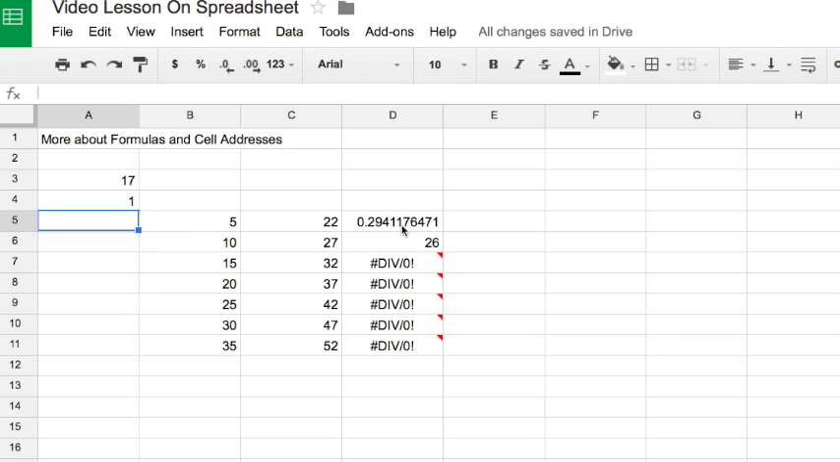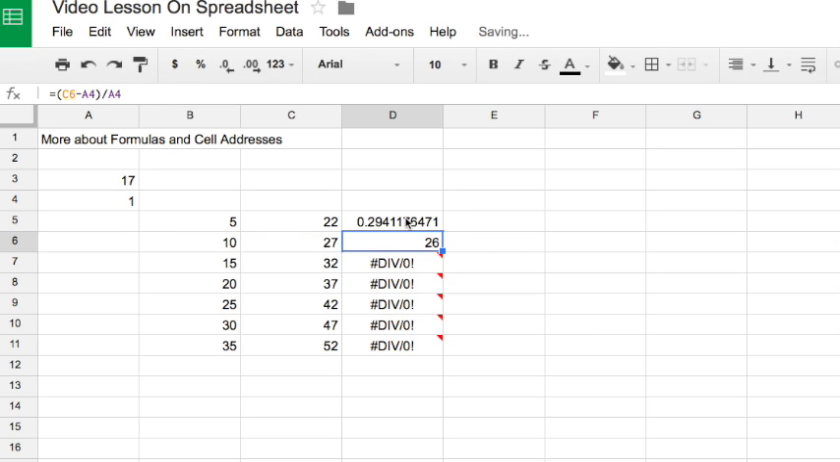Alright, so we need to fix this. So back to this cell. Which cell needs to be fixed? Well, we want the 22, 27, 32 numbers, so we're not going to touch this orange one. We want the 17 to be fixed. So in front of the A3, I want a $ sign. And in front of the 3, I want a $ sign. And we have to do it to both of them because you need both of them to be fixed. The one on the top of the fraction and the one on the bottom of the fraction.